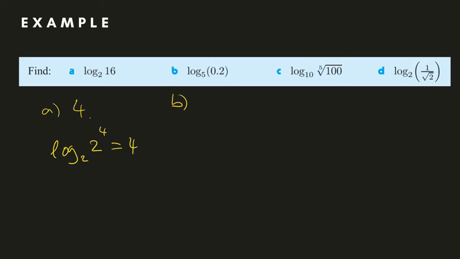So part B, well, we've got a base of 5, so it's going to be useful to write my 0.2 as a power of 5. So log base 5, well, 0.2 is a fifth, which is 5 to the minus 1. So it's just going to be minus 1.